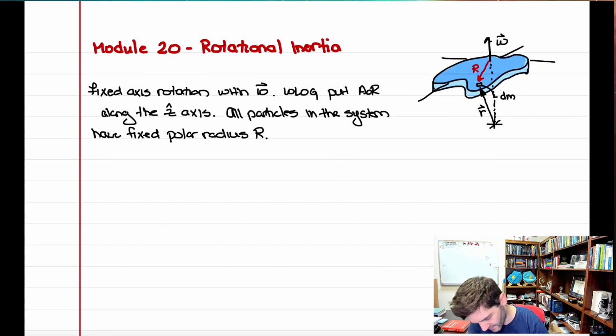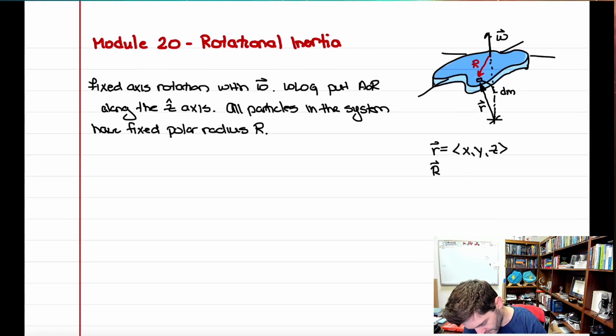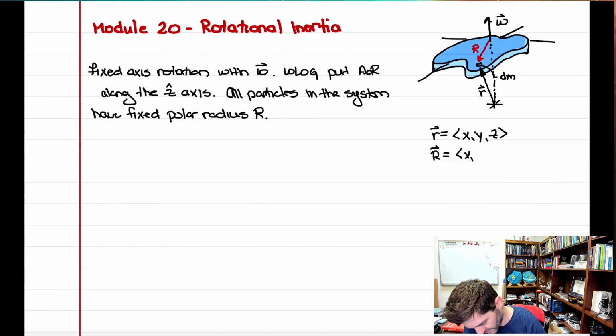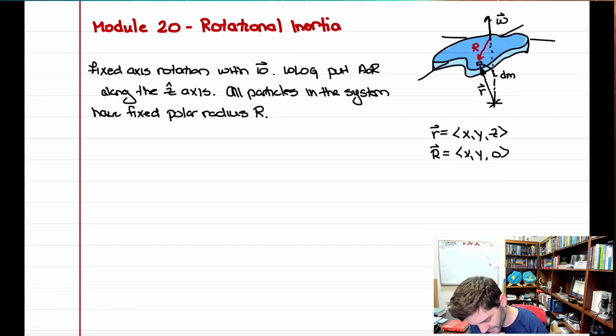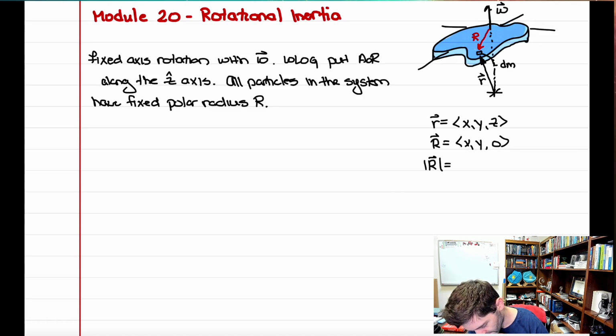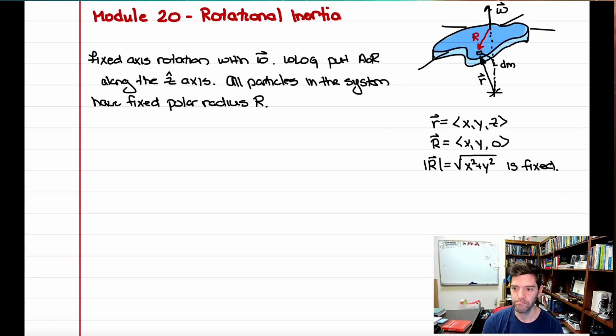So where the regular position vector r might have some coordinates x, y, z, the polar coordinate position vector in this case might just be x, y, 0. The part that points from the rotation axis to the location of the particle. And this big R, which in this case is just the square root of x squared plus y squared, is fixed in this case. Which is kind of nice.